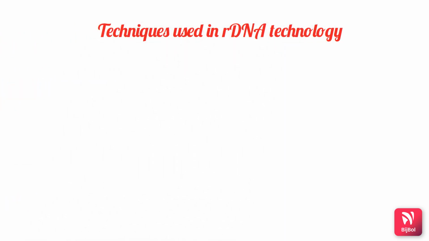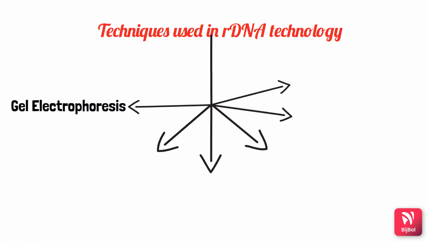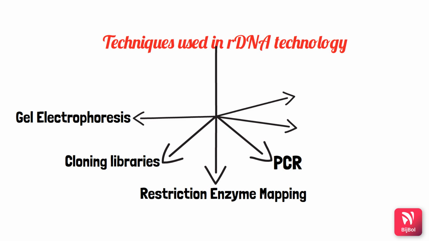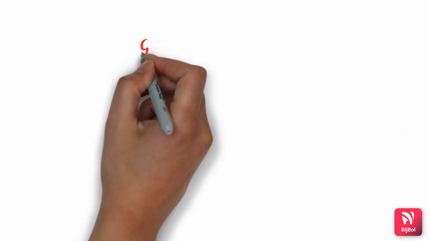Coming to the techniques used in rDNA technology. What are all the techniques used in recombinant DNA technology? They are gel electrophoresis, cloning libraries, restriction enzyme mapping, PCR, polymerase chain reaction, nucleic acid hybridization, and finally DNA microarrays. Let us now discuss each and every technique.